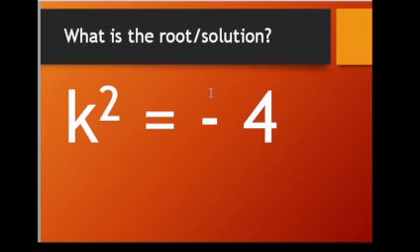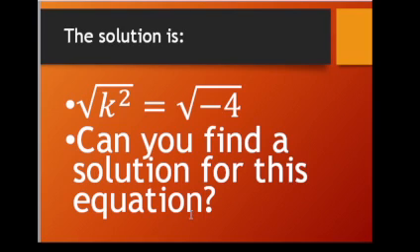Okay, next. What is the root or solution for this? k squared equals negative 4. If we apply extracting the square root on both sides, we have the square root of k squared equal to the square root of negative 4. My question is, can you find a solution for this equation? Can you find any number that you are going to substitute for k, and if you square it, the result is negative 4?